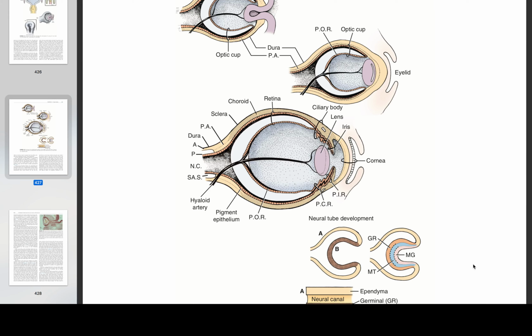The subarachnoid space found between the pia and the arachnoid over the brain continues along the optic stalk to the posterior surface of the optic cup where it stops. This subarachnoid space is implicated in the spread of disease between the brain and the eyeball.